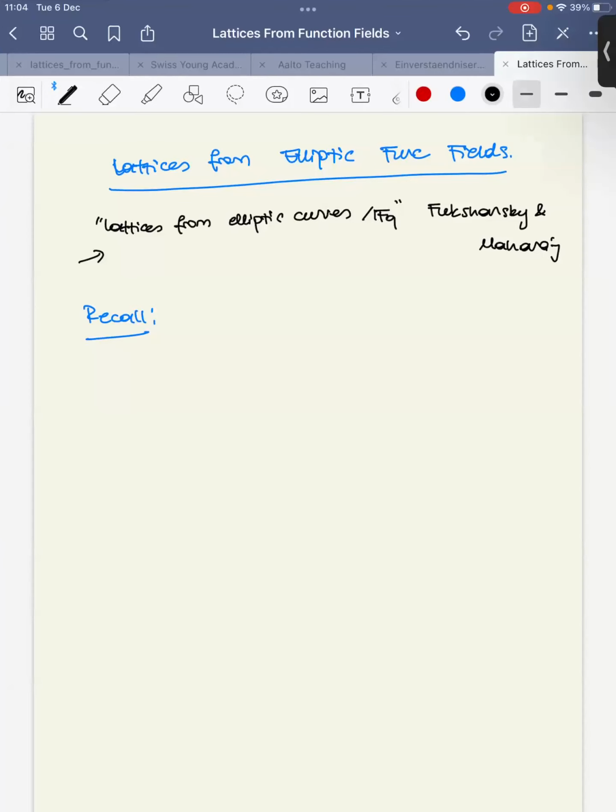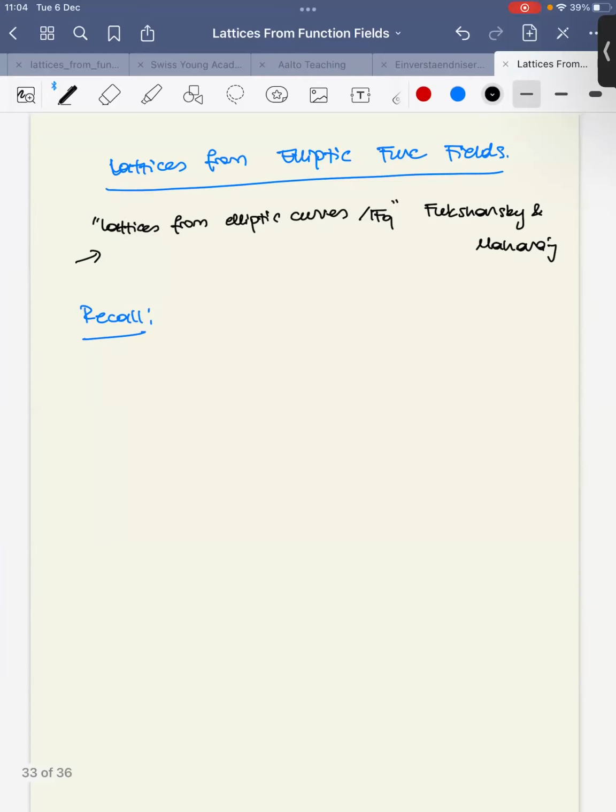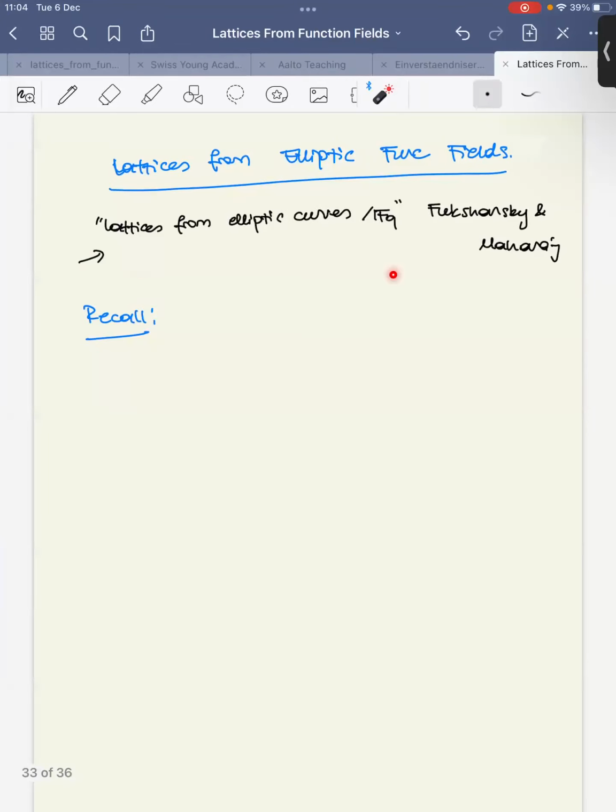In the next couple of videos, I will explain how you can construct lattices from the elliptic function fields by mainly following this research paper. You can find it on the Scholar, but at the end of these videos, you should be able to follow the material which is presented in this published paper.